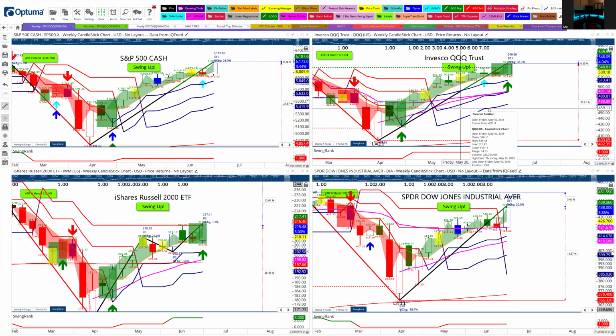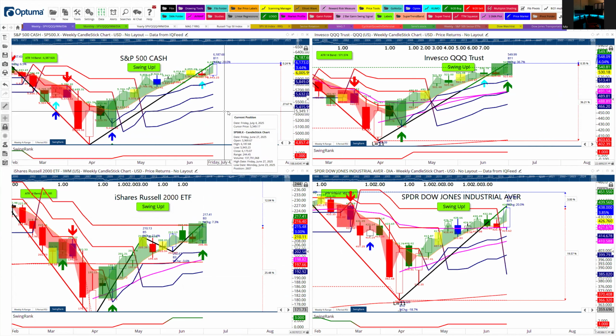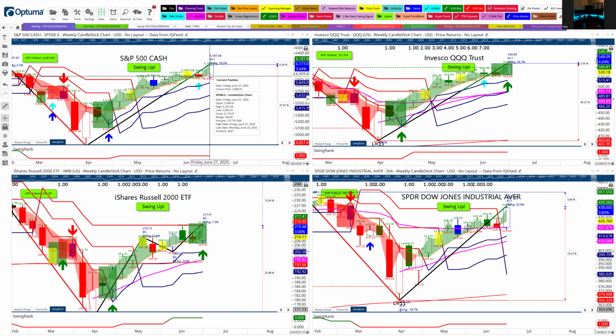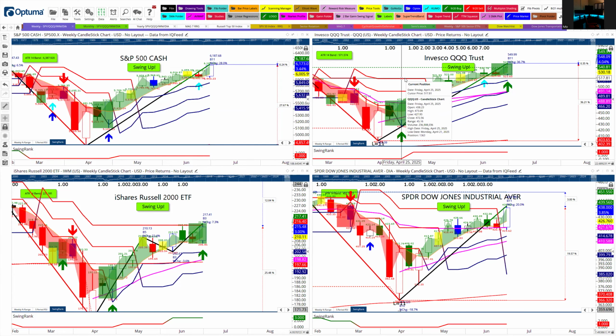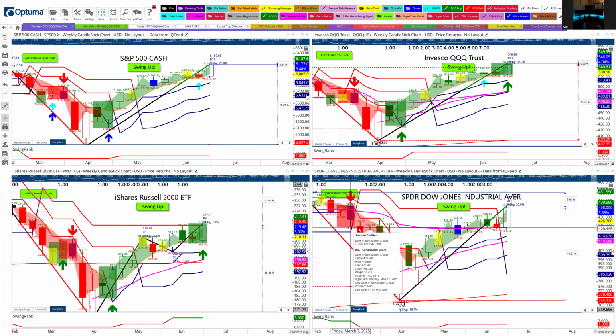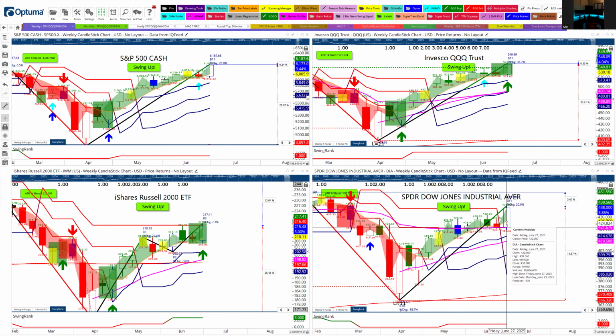Here's a weekly chart. Look at this one. First of all, we ended the week with an outside bar on the weekly. This is an outside bar. This is an outside bar. And this is an outside bar. These are scary bars. Keep that in mind.